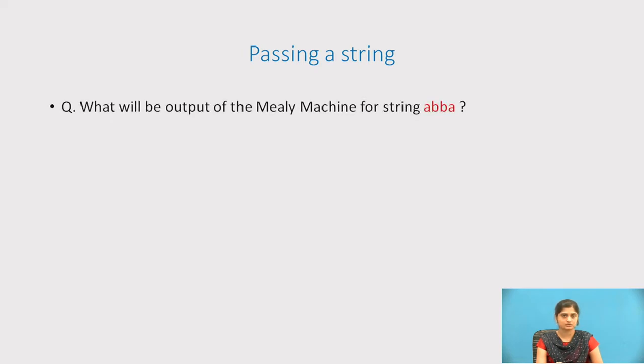Now passing a string to the Mealy machine. What will be the output of the Mealy machine for the string ABBA? The students can pause the video and go back to the slide where the state transition diagram is there and find the answer for the question.